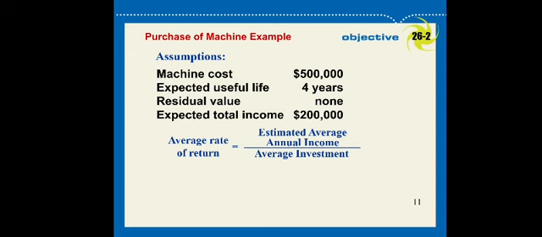Expected useful life is 4 years. Useful life means how many years the machine can be used by the company. Residual value is none. Residual value is the value of the machine at the end of the useful life. Let's say a business wants to purchase a machine like this, and the machine is expected to be used for 4 years.